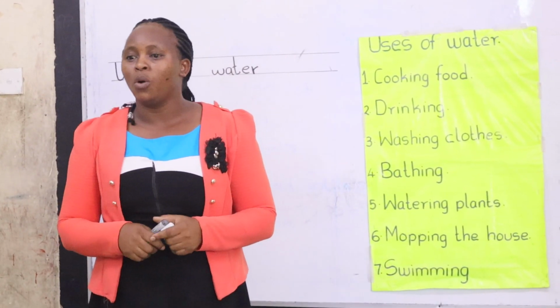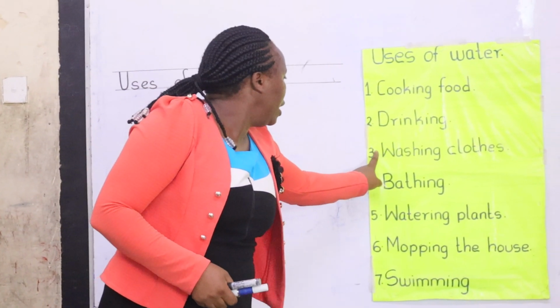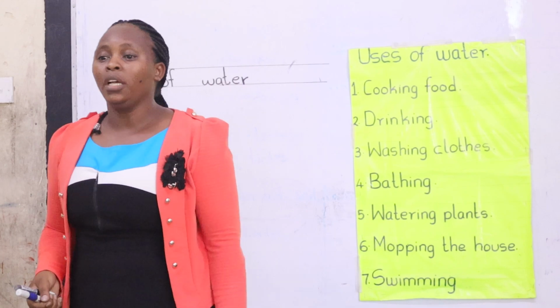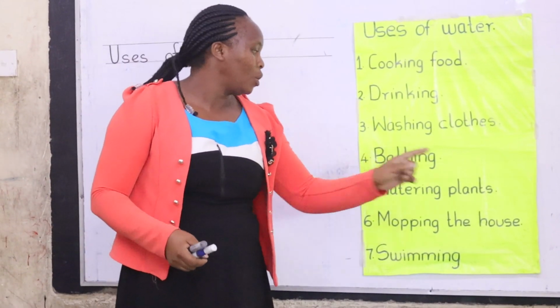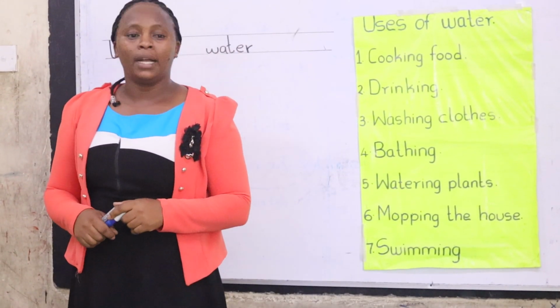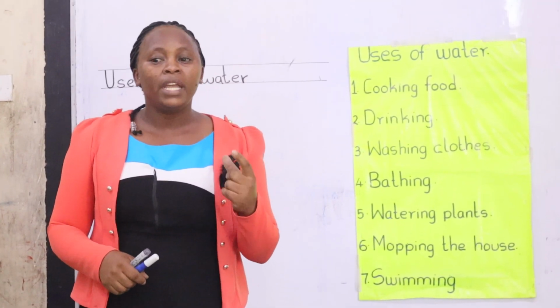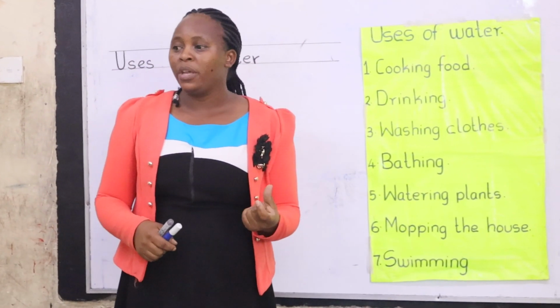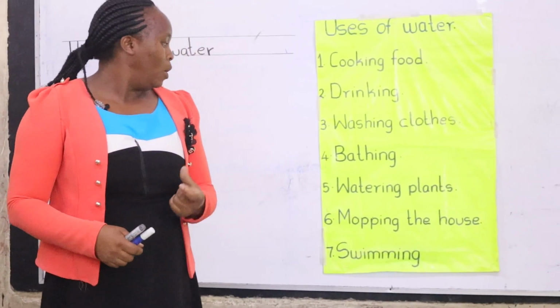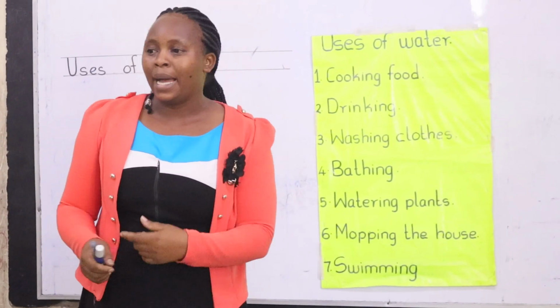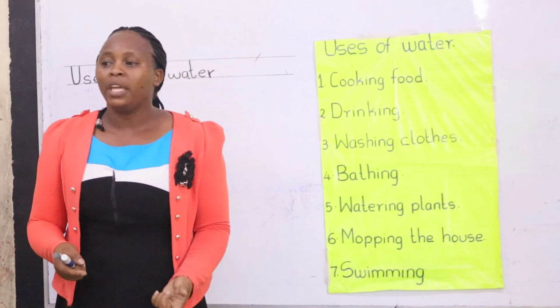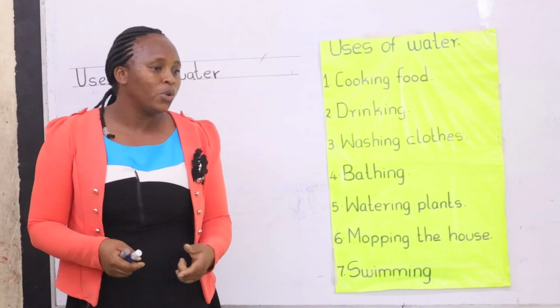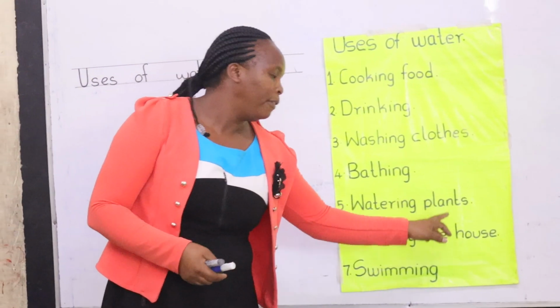Number two, washing clothes. We need water when washing clothes. Also when you want to take a shower, we need water. So we need water when bathing. Also, our plants, for them to grow, they need water. So we can use water in watering of plants.